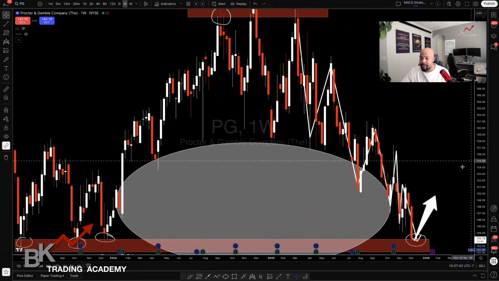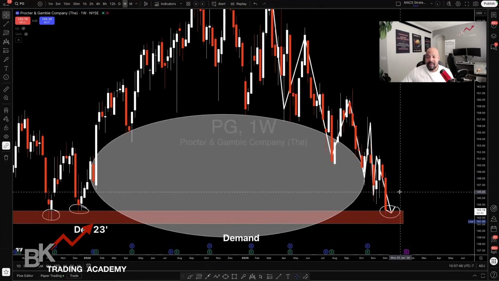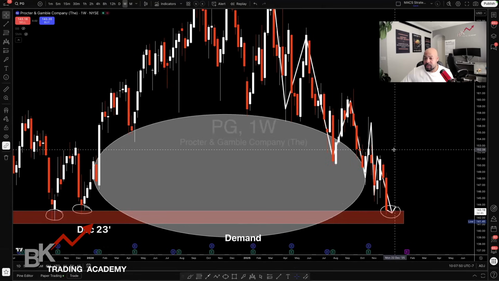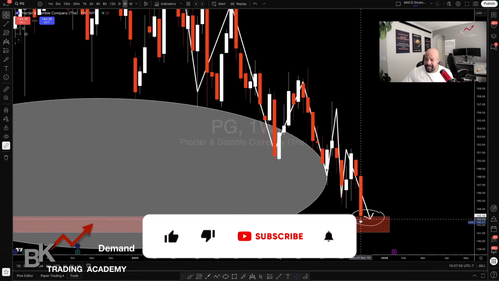Okay. However, before we enter, we want to find some sort of wick rejection. We want to look at if buyers are in. So at this particular time on the weekly time frame, we do see a little bit of wick rejection, but it is not strong enough. Let's go to the daily time frame.